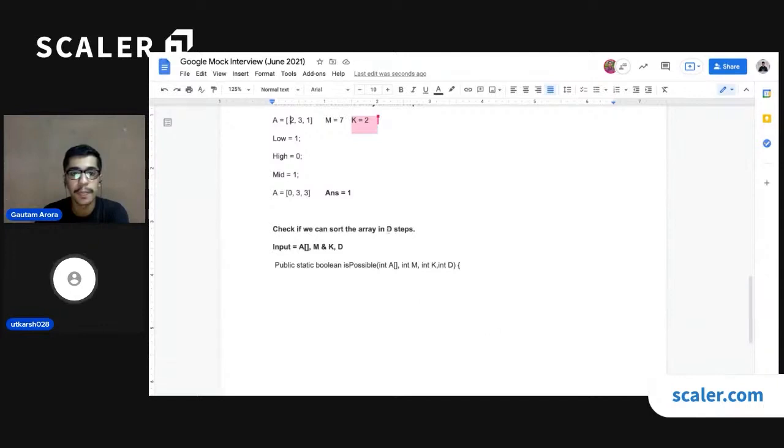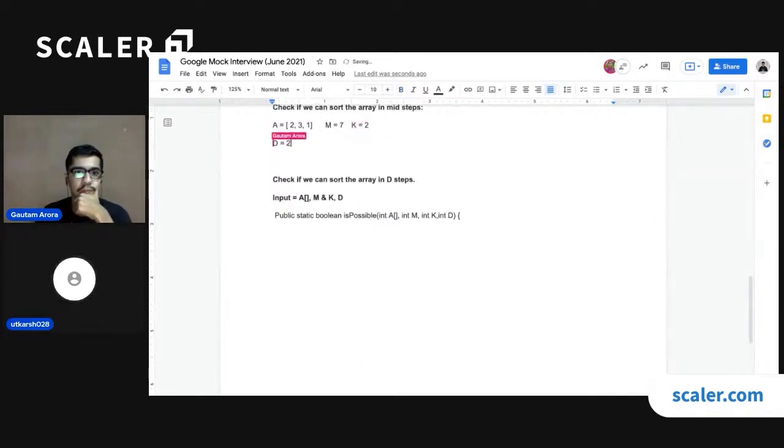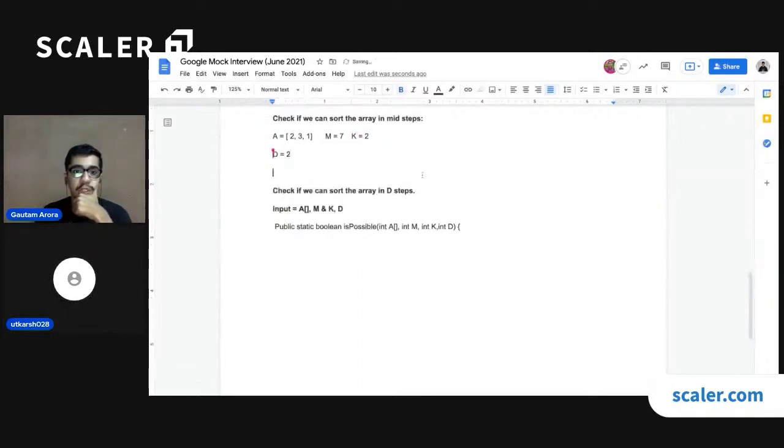Yes, but we have a limited number of steps. We have d steps only available to us. Okay, so let's say in this particular case d is equal to 2. Now what will we do? The basic question now is, can we make any element 0 in d number of steps, right?